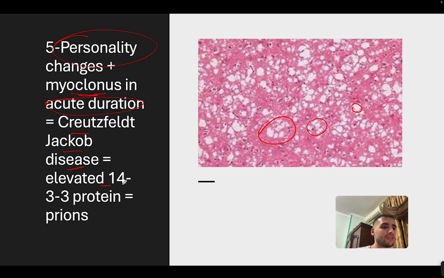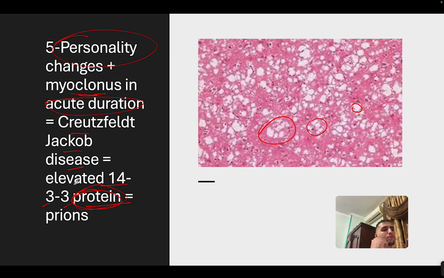And you would see elevated 14-3-3 protein, okay? And it's not hard to remember. If I know that Creutzfeldt-Jakob is a problem in a protein, it makes sense that I would see elevation of this specific protein. Like, I don't have to remember the numbers. I just need to know that there is elevation in a specific protein that has numbers on it. So if it comes in the exam, it makes sense, okay?